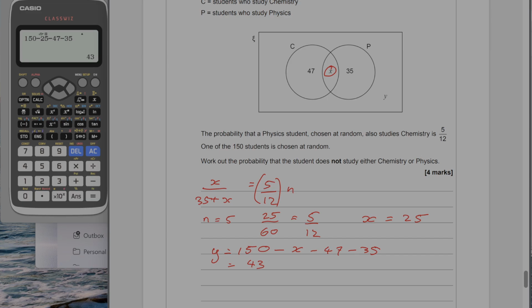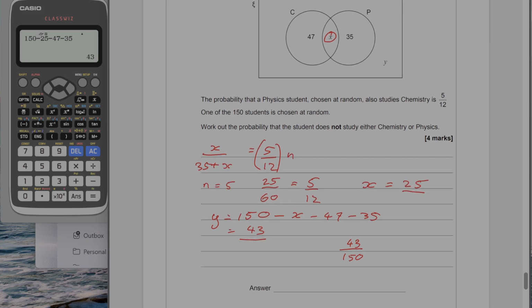So if x is 25 and y is 43, work out the probability that a student, so one of the 150 students, is picked at random. Work out the probability that the student does not study either chemistry or physics, so that would be 43. And I don't think that simplifies down, so I'm going to go 43 out of 150.